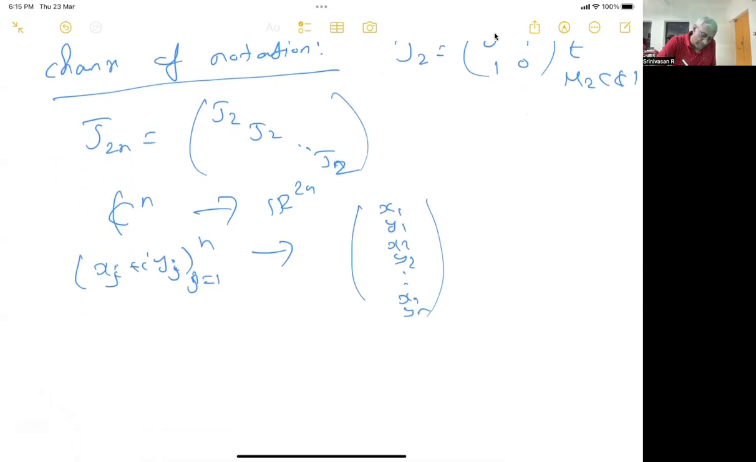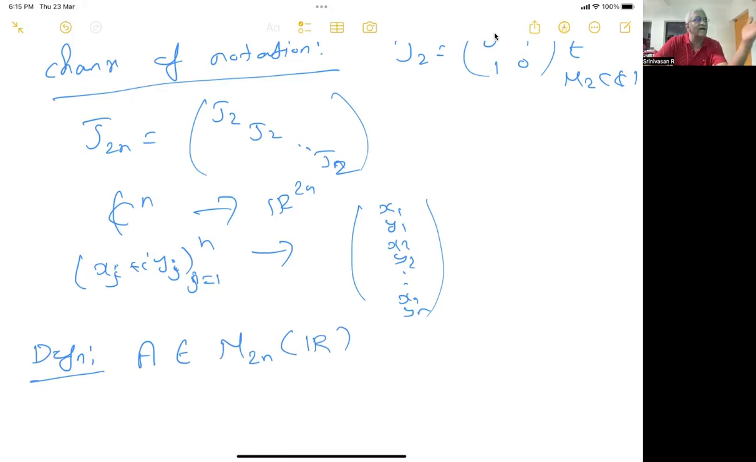So the definition. For us, J2n is not a diagonal matrix. It is a direct sum of J2, n times, where J2 is a 2 cross 2 matrix with off-diagonal entries minus 1, 1 and 0 elsewhere. So we always deal with 2n cross 2n matrices. A is in M2n(R).